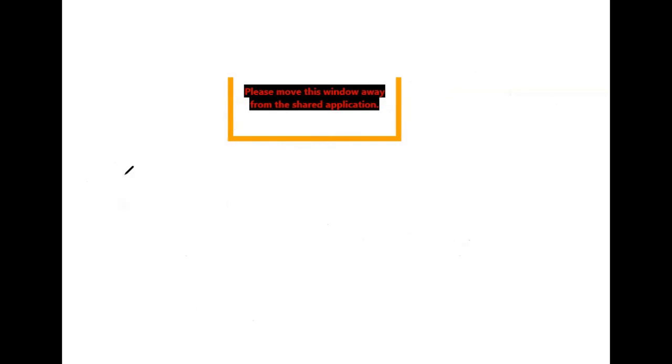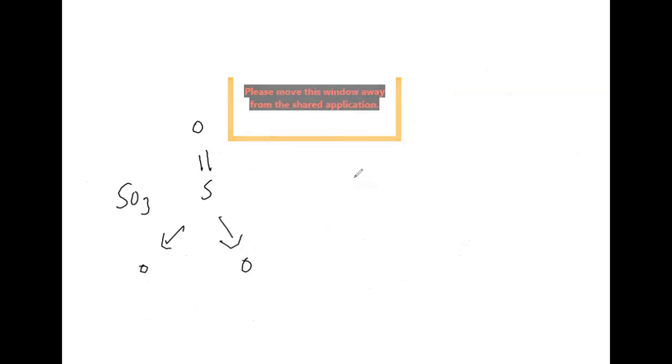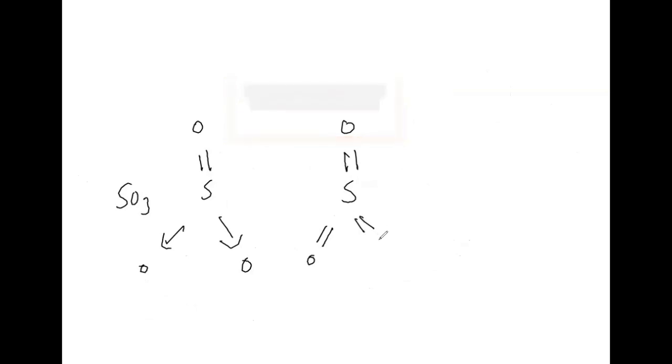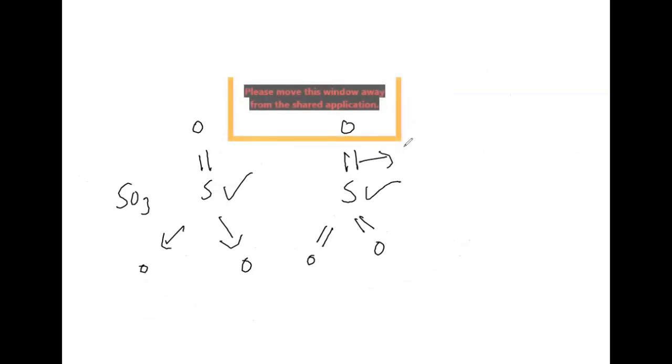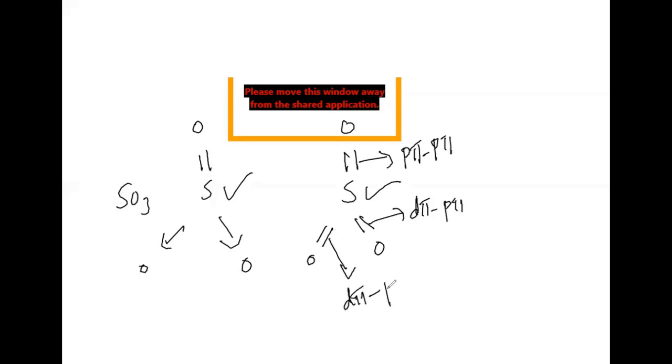Now I can take the SO3 molecule. In SO3 I can draw it like this: S double bond O, single bond O, single bond O. Even I can take S double bond O, S double bond O, S double bond O. Which is correct? This is also correct. Here we can expect one p pi p pi bond, and the other two are d pi p pi bonds. Here also you can take the p pi d pi, p pi p pi bond.